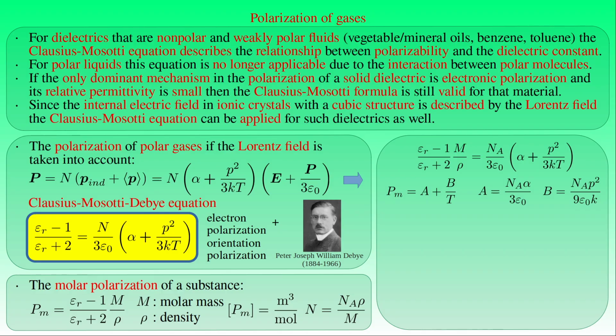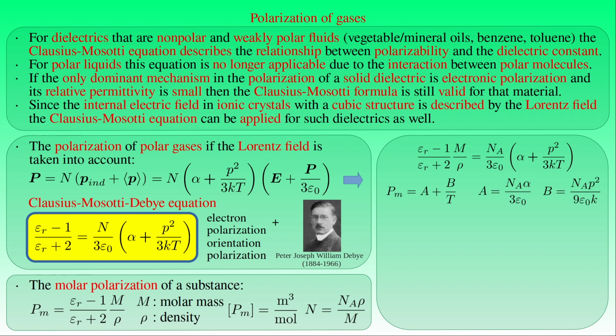Then, the molar polarization Pm written in this form reinstates the fact that polarizability is due to two mechanisms: electronic polarizability, which is independent of the temperature of the medium, and orientation polarizability, which depends on the temperature. One of the experimental methods for determining the permanent dipole moment and molar polarizability is based on the Clausius-Mossotti-Debye equation expressed in terms of molar polarization.